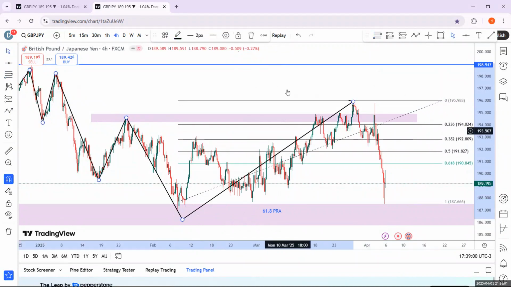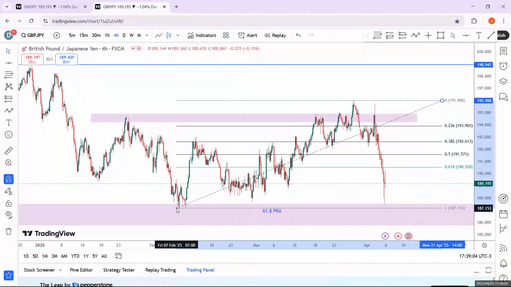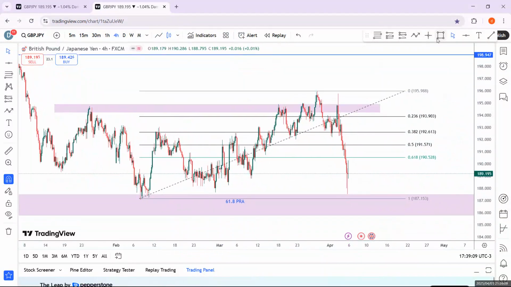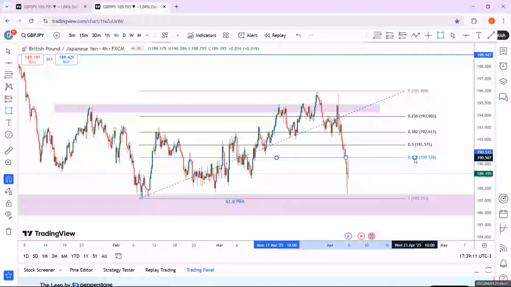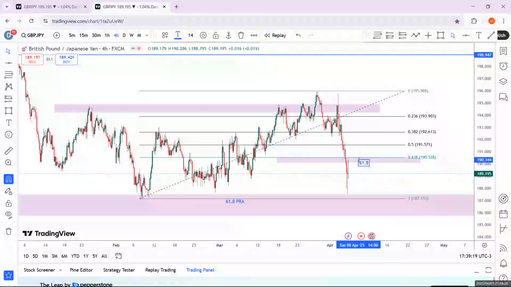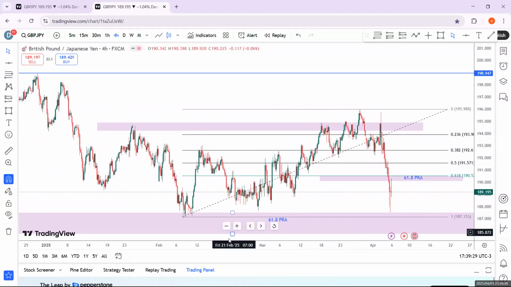Okay, let's take this out for a bit and let's make our Fibonacci pinpoint from the lowest point here. Bring out our Fibonacci from the low to the high. One thing we are going to see is that this level here is the 61.8. Let's put it at 61.8 PRA. We all know PRA means potential reversal area. So this level here is known as a 61.8 PRA.